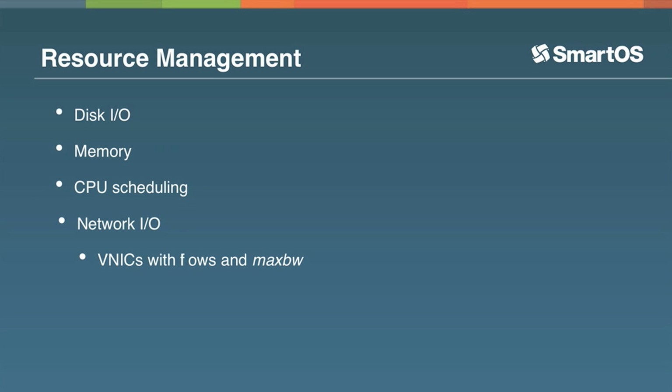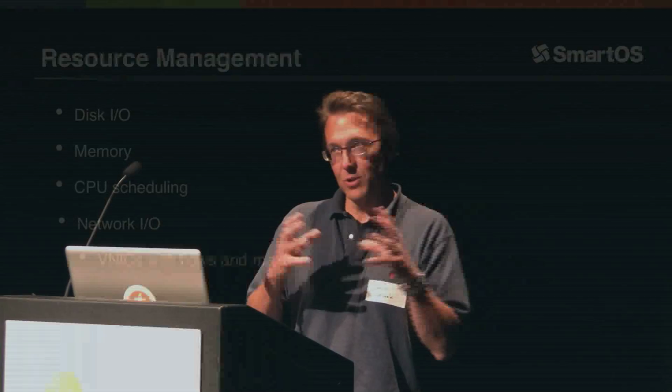So the other big area that we've done a lot of work on related to zones and OS virtualization is resource management, because the two go together. Resource management is almost always applied, certainly in our environment anyway, on a zone basis. When you're talking about resource management, there are really four key areas that people want to manage, limit and control: disks, memory, CPU, and network.